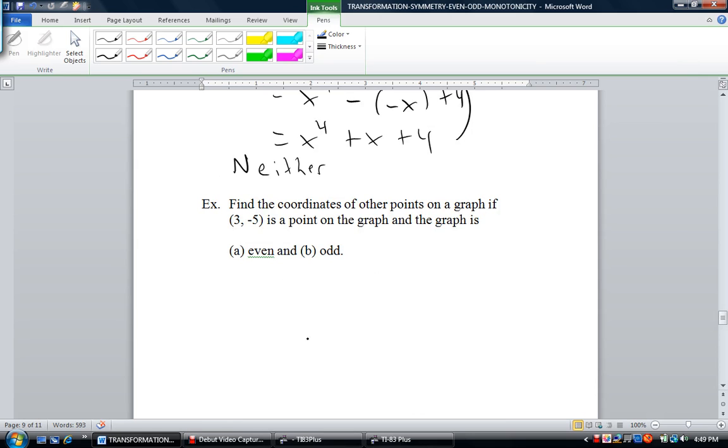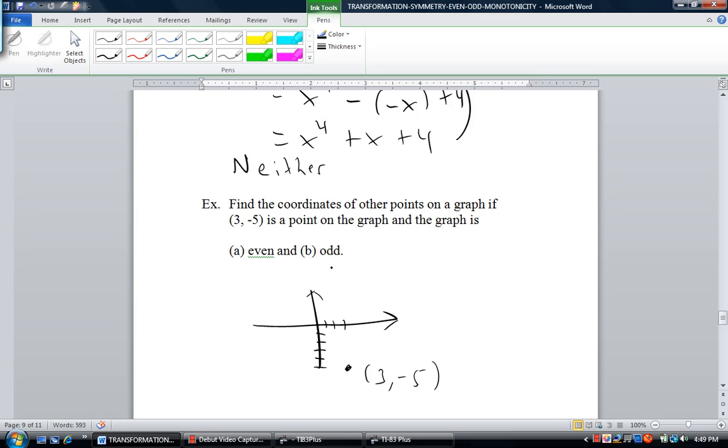Now this is another example you may see. I kind of like these examples. It's a different kind of example. You're given 3, negative 5, and you have to find a point on the graph that's even, and another one that's odd. So here we have 3, negative 5.